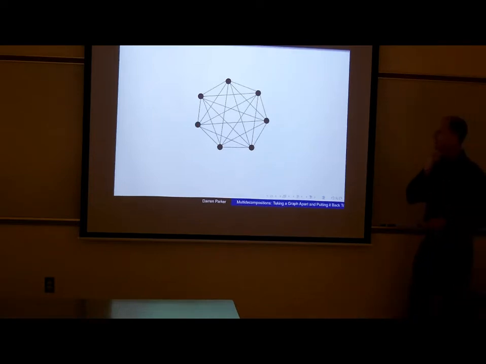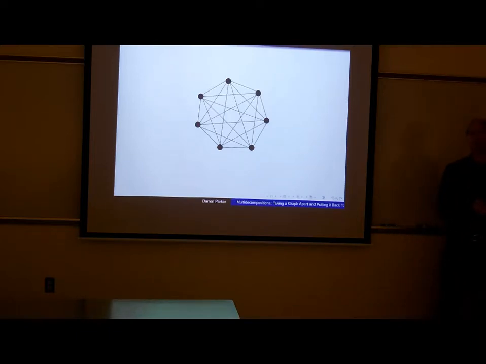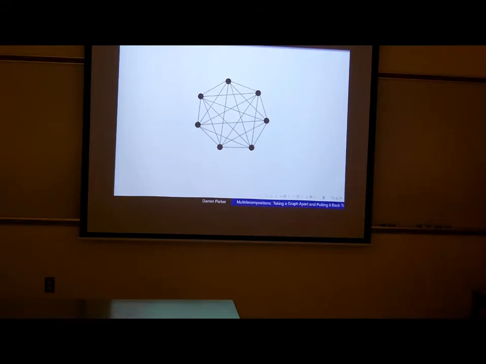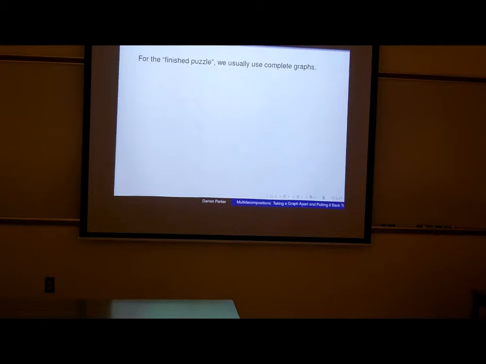Okay, and this graph actually is a nice graph. I like this graph. This is a complete graph, seven vertices, and it's very, very common in graph decompositions that your finished piece, your finished puzzle, is usually a complete graph. So let's go ahead and talk about those. These are things that most people in the room probably know about.